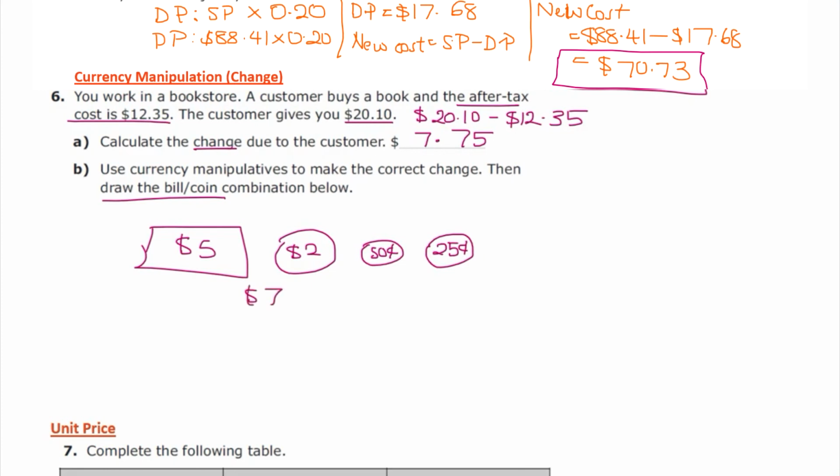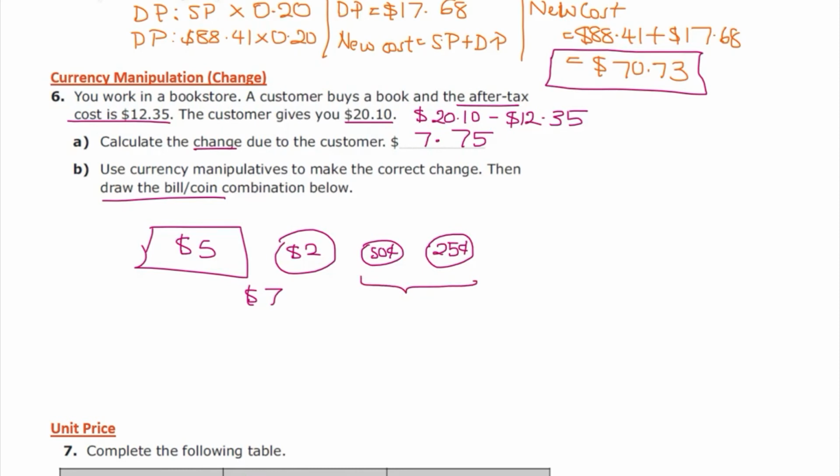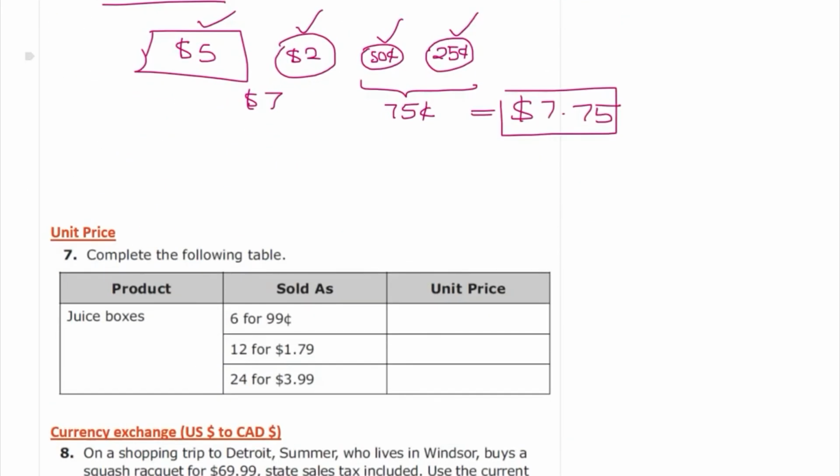So you're giving the person 4 different bill or coin combinations: a $5 bill plus 2 is $7, and these are the cents, which is 50 plus 25 gives us 75 cents. So $7 plus 75 cents gives us $7.75, which is the proper value that we want to give our customer. So you're giving the customer 5, 2, 50, 25. So these are what you need to take note of here.